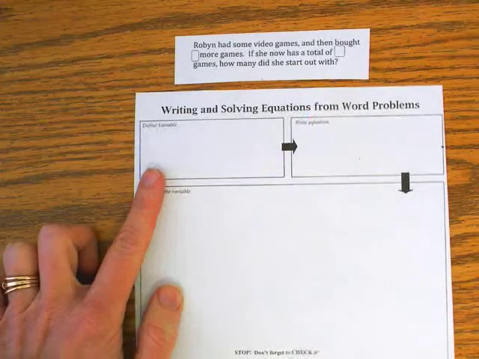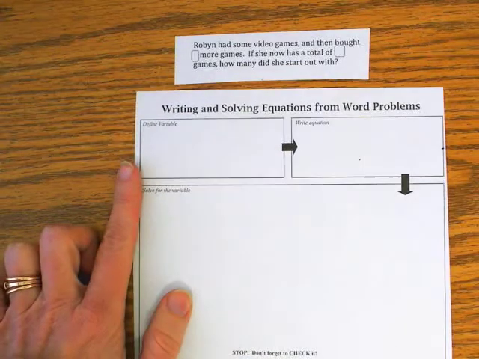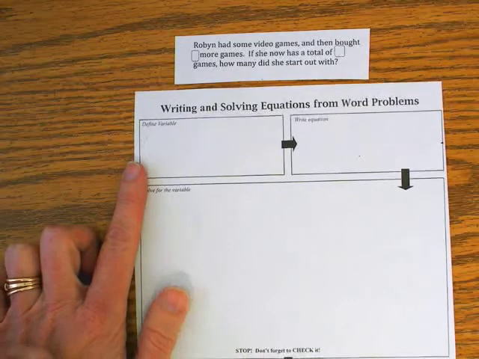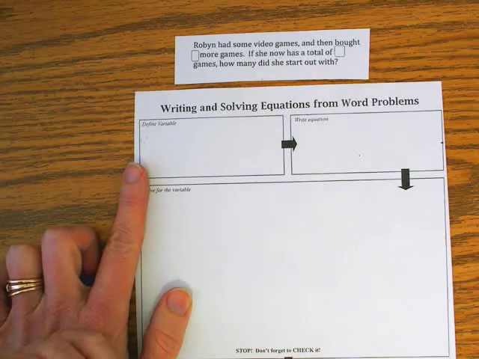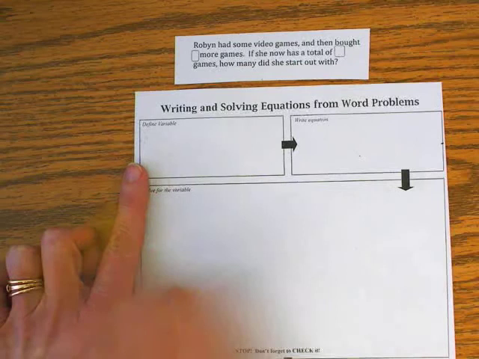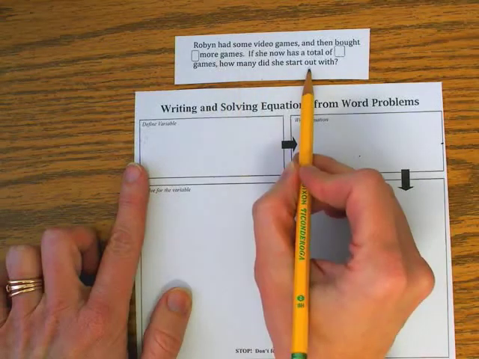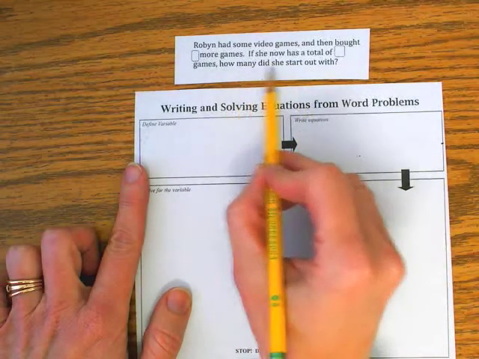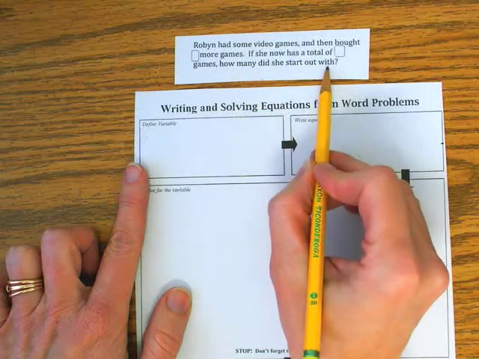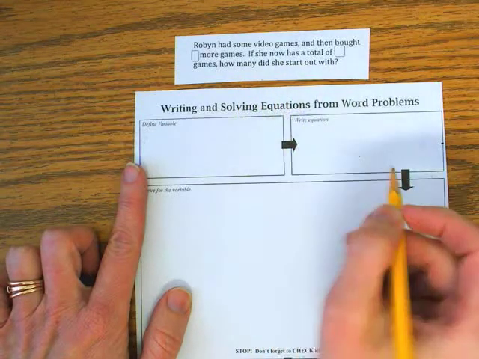That does not mean that you're going to tell me what variable means. In this case, it means you're going to pick a letter that you're using as a variable and then tell me what that variable means in terms of the problem. So here what we're trying to find out is how many did she start out with, and we're talking about games. So how many games did she start out with?